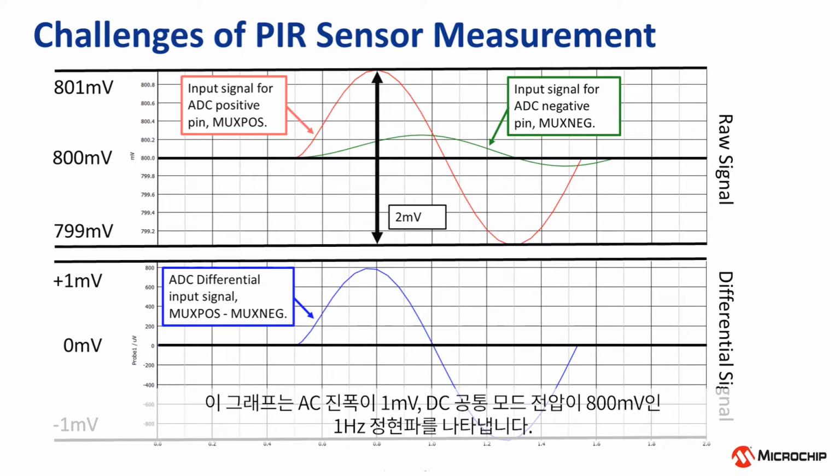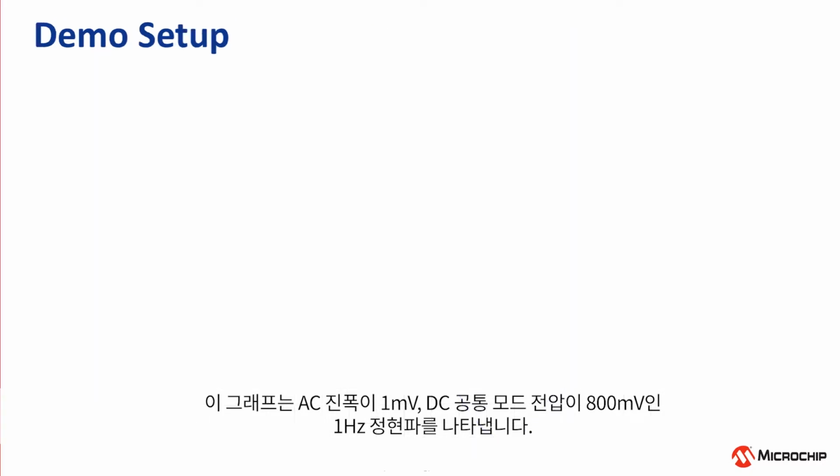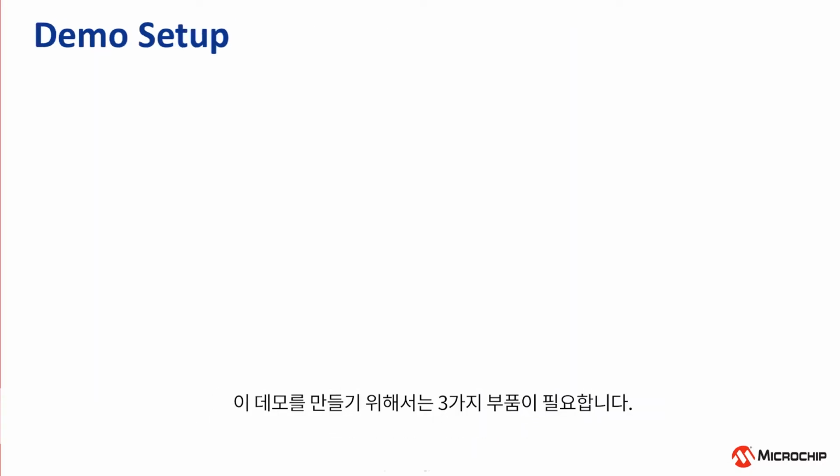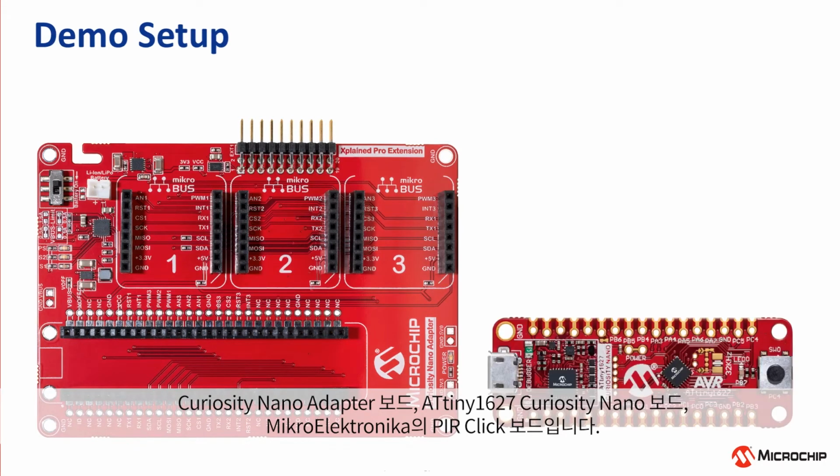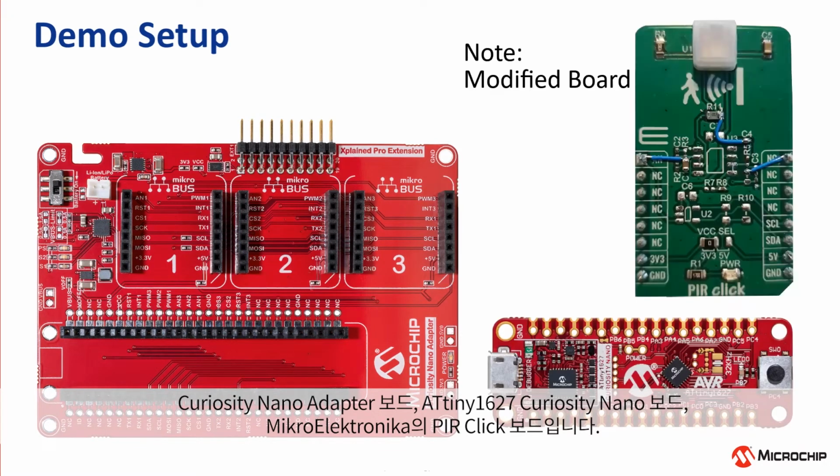This graph shows a 1 Hz sine wave with an AC amplitude of 1 mV on an 800 mV DC common mode voltage. To create this demo, 3 parts are needed: a Curiosity Nano adapter board, an ATtiny1627 Curiosity Nano, and a PIR click board, which is available from Microelectronica.